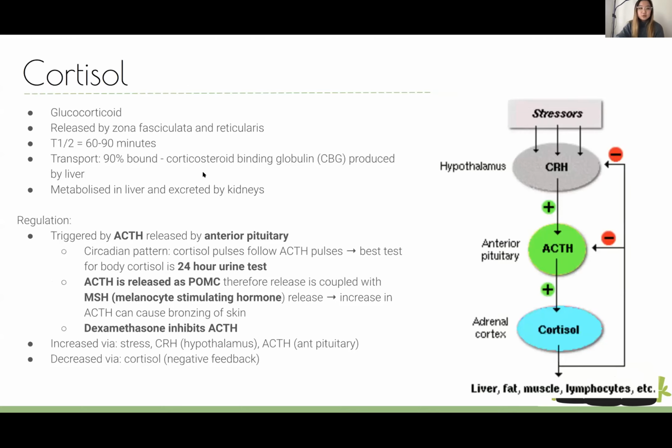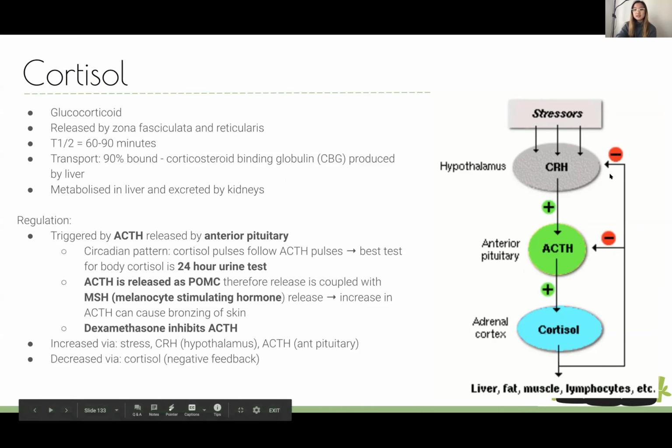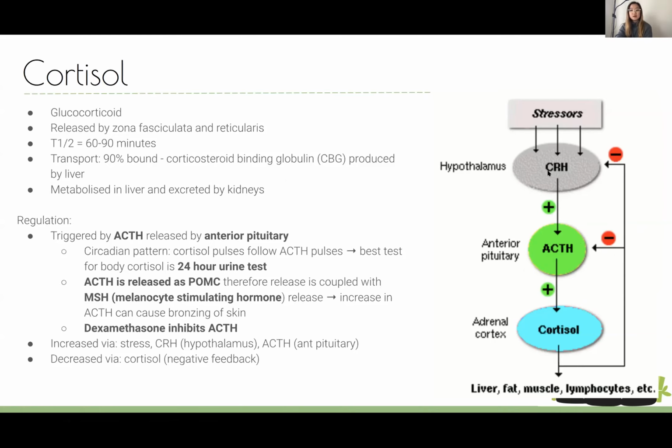Cortisol is your main glucocorticoid, and it's released by both your zona fasciculata and reticularis, but mainly your zona fasciculata. It's 90% bound to corticosteroid binding globulin, CBG, which is produced by the liver. Then it's metabolized in the liver and excreted by the kidneys. It's got your usual long loop feedback system to your anterior pituitary, so it can block ACTH, which usually increases the production of cortisol via your adrenal cortex. And it can also block your hypothalamus, so the release of CRH.